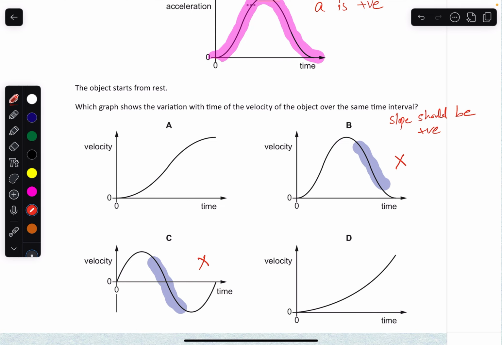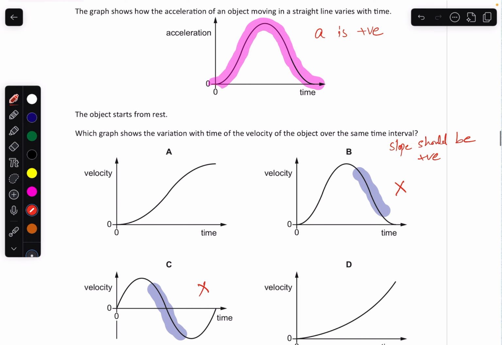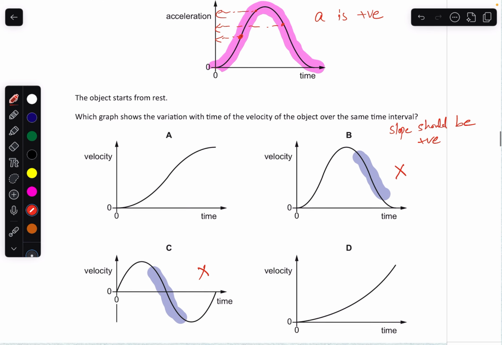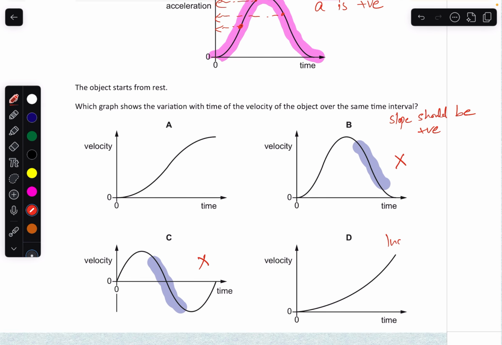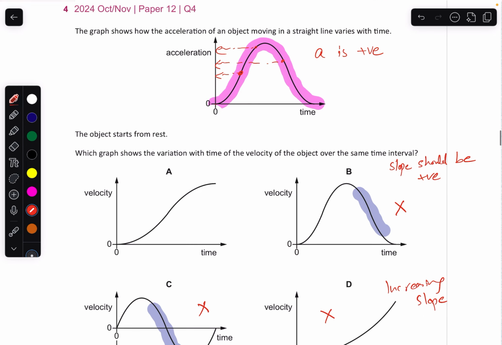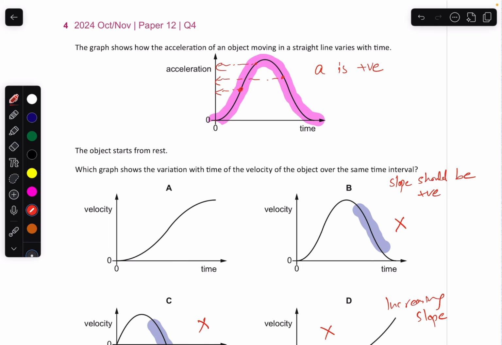The next thing, if you see here, the acceleration is increasing, then the acceleration becomes constant, and then the acceleration is decreasing. How can you check? Let's suppose this is the point, the acceleration value will be somewhere here. At this point the acceleration value is more, at this point the acceleration value is again less. So acceleration is increasing then decreasing. But if you see option D, this is an increasing slope. There is no decrease in D, so you can't choose D as well. So we are only left with option A. So A is the right option.